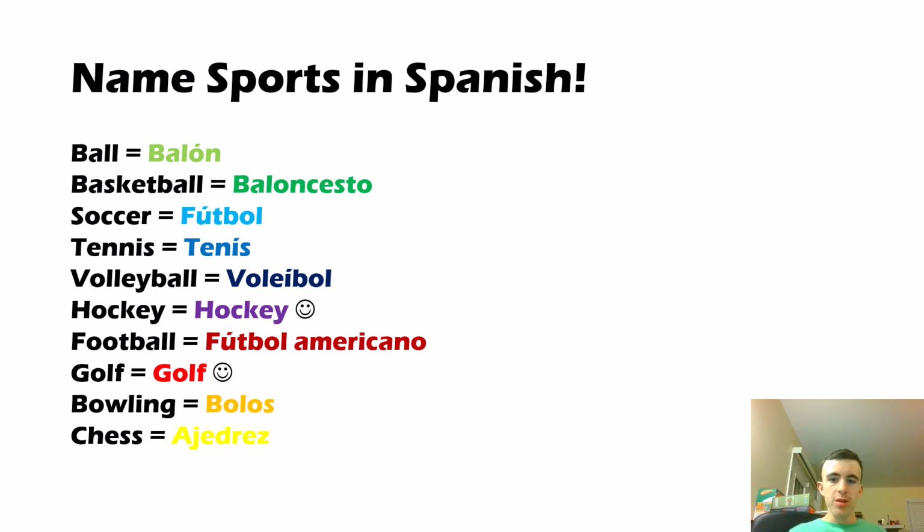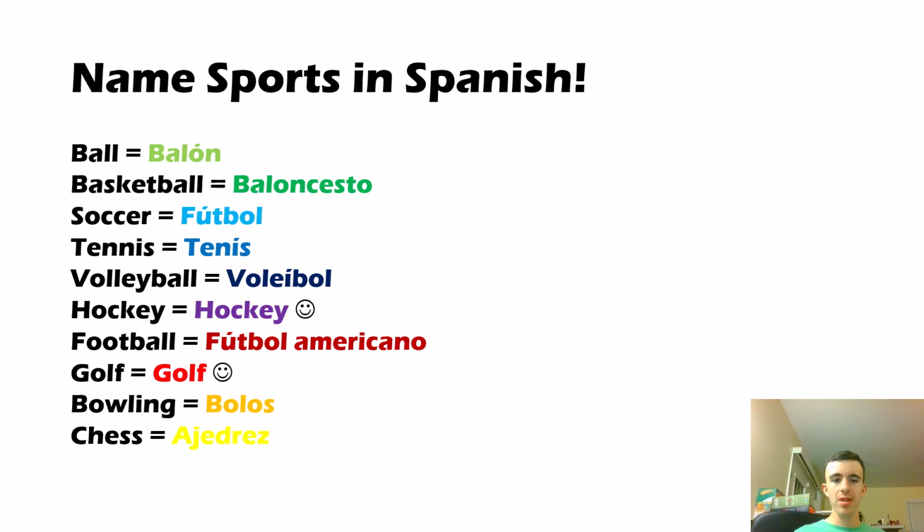Then soccer is fútbol. I know it looks like football, but that's what most countries outside of the United States call soccer. Our football is totally unique. And tennis is pretty much the same word, but with only 1 N instead of 2. So I don't really imagine needing a mnemonic device. Volleyball is also almost the same word, voleibol.